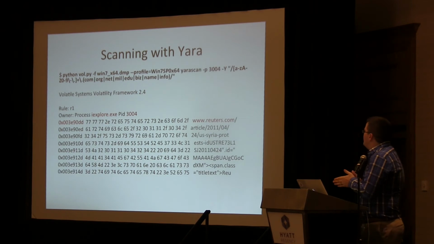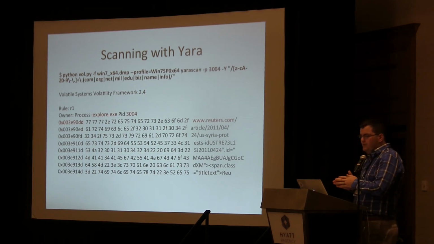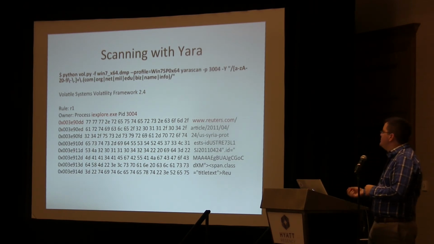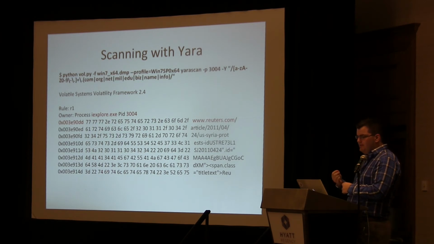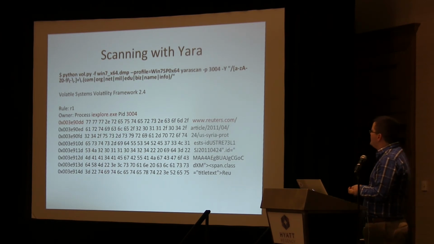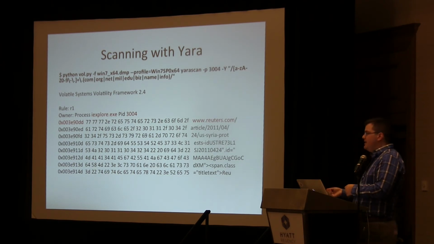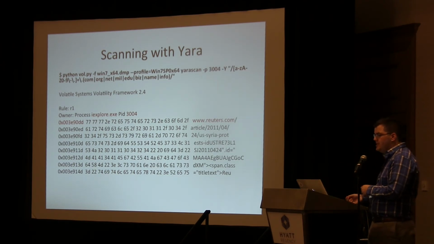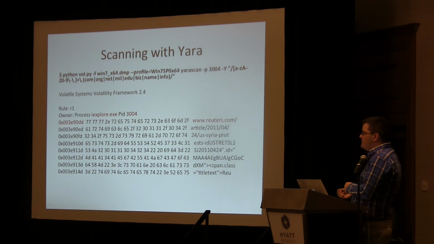And then, as I said before, we also have the Yara support. With Volatility, you can run individual Yara rules on the command line. You can also give it a directory or a set of files with Yara rules built in. What's nice about this is it doesn't just tell you whether this rule matched or didn't match. It actually gives you the context of where it was found.